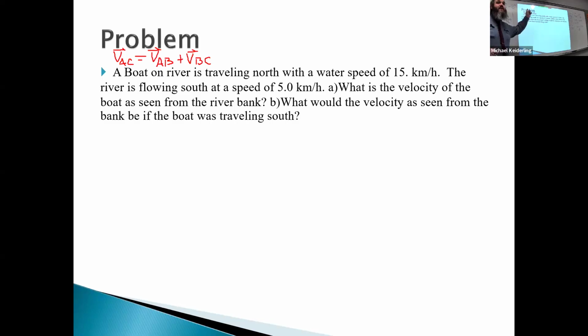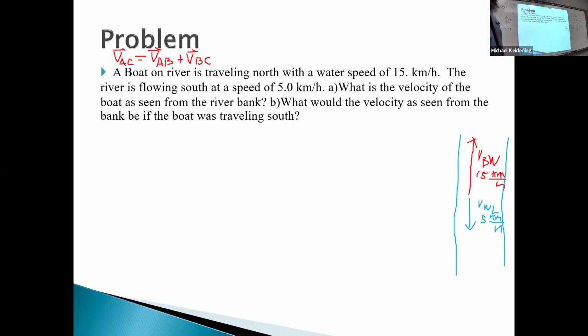So the water is traveling south at 5 kilometers per hour. The boat has a water speed. The speed it travels in the water is 15 kilometers per hour. So what's the velocity of the boat as seen from the riverbank? We'll call it bank. And what would the velocity as seen from the riverbank be if the boat was traveling south instead of north? So there's a quick doodle of that as well.